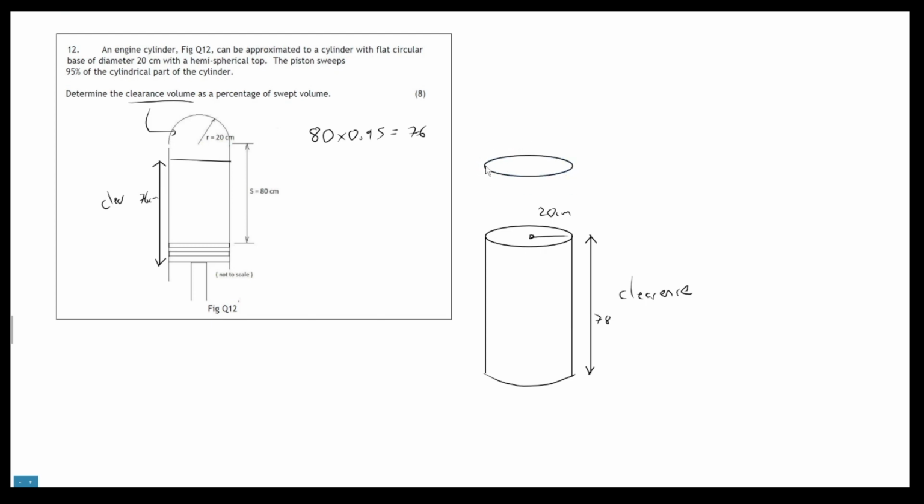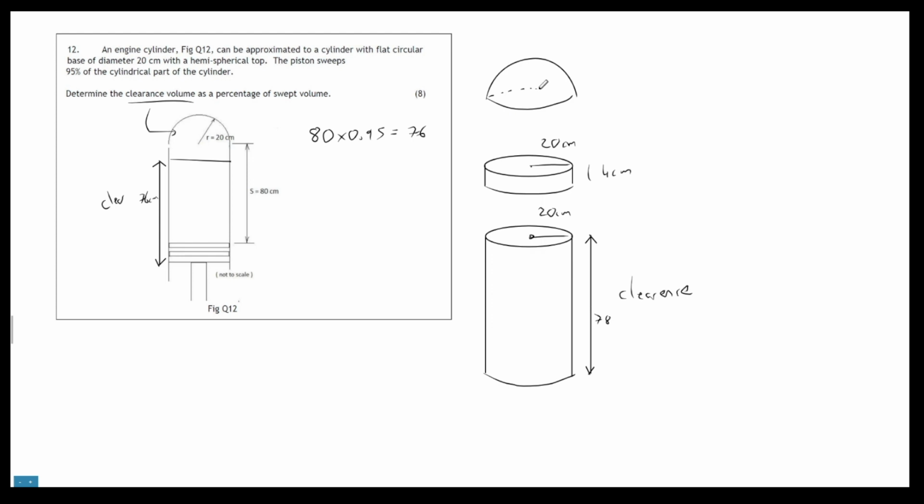Okay, and this is really thin. It's only 4 centimeters, but the piston doesn't sweep up into this. So this little guy is 4 centimeters tall, and the radius is going to be exactly the same at 20 centimeters. Then it's got a hemisphere on top. So we can draw a hemisphere on top. Again, it's a really common question.